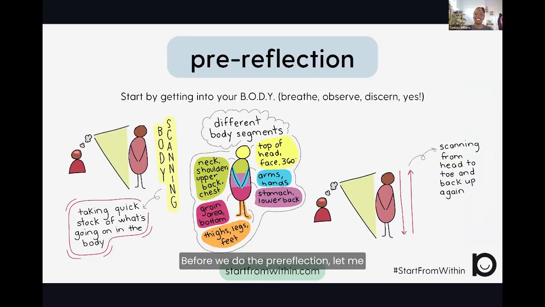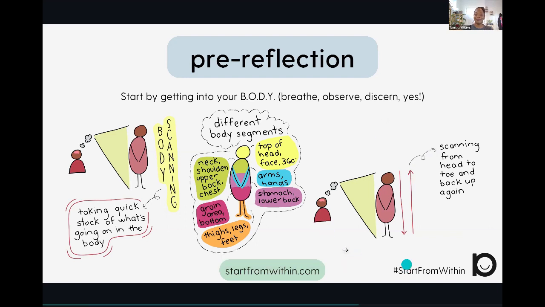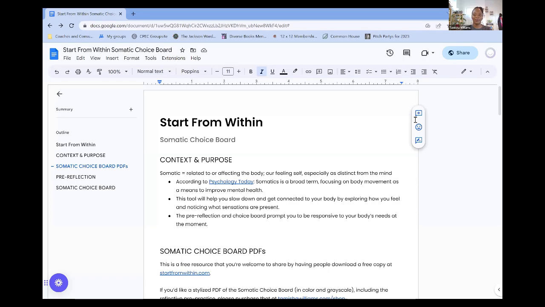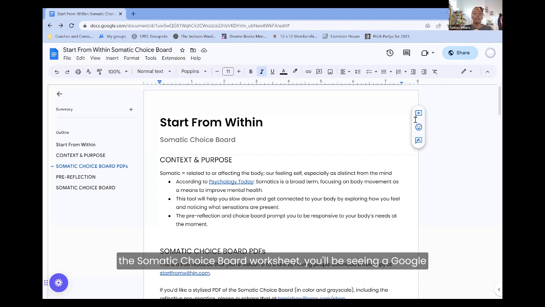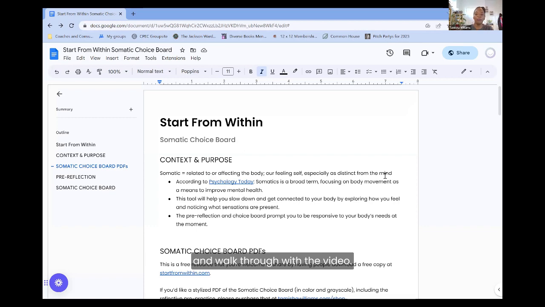Before we do the pre-reflection, let me show you what the worksheet looks like. If you go to startfromwithin.com and you get the Somatic Choice Board worksheet, you'll be seeing a Google document that's going to allow you to walk through this exercise. So you can get that now if you want and walk through with the video.